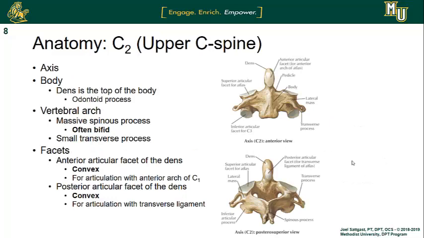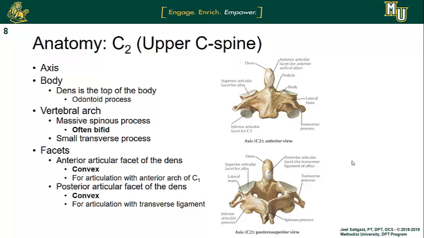If we move to C2, which is the upper spine as well, this is known as the axis. The articulation between C1 and C2 is called the AA joint, the atlantoaxial joint, whereas the articulation between the occiput and the atlas is called the OA joint, the occipitoatlantal joint. Here the body is made up of the dens, which is this process that rises superiorly from the body. We see the odontoid process there as well.